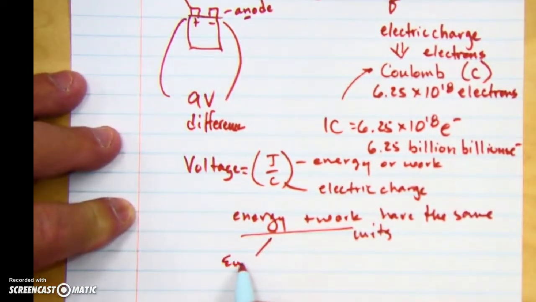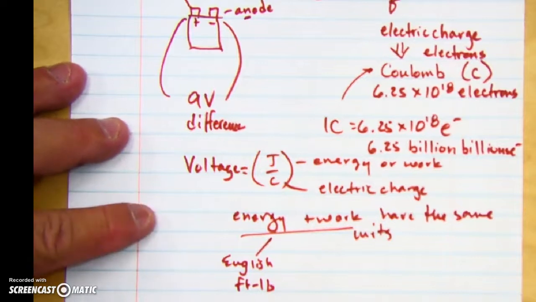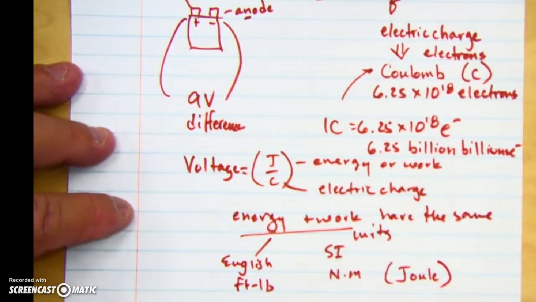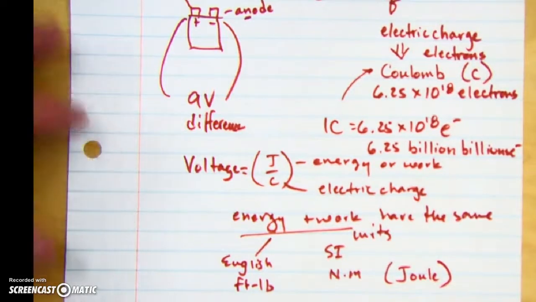So in the English system, it's going to be foot-pounds, because it's force times distance. And in the SI system, it's going to be newtons times meters. Now, a newton times a meter is also called a joule. And we've encountered that already once, but we will continue to encounter that.